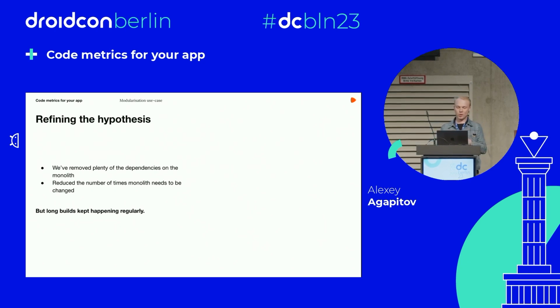There are still issues. We reduced the number of times the monolith needs to be changed because we moved so much code out of it into the feature modules. But we still saw that the build times are still sometimes slow, not sometimes, even regularly. You pull in the main, you see that, I need to go get a coffee. So the strategy that we are following is working, but not to the extent that we thought it would work.